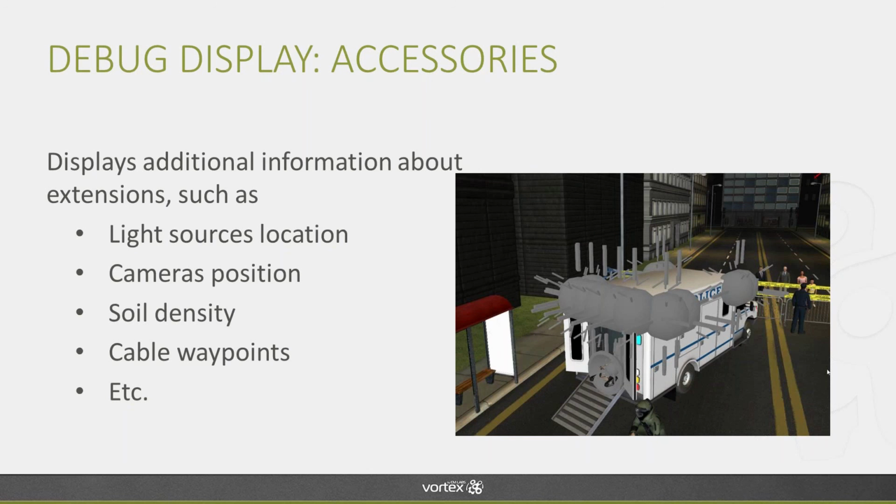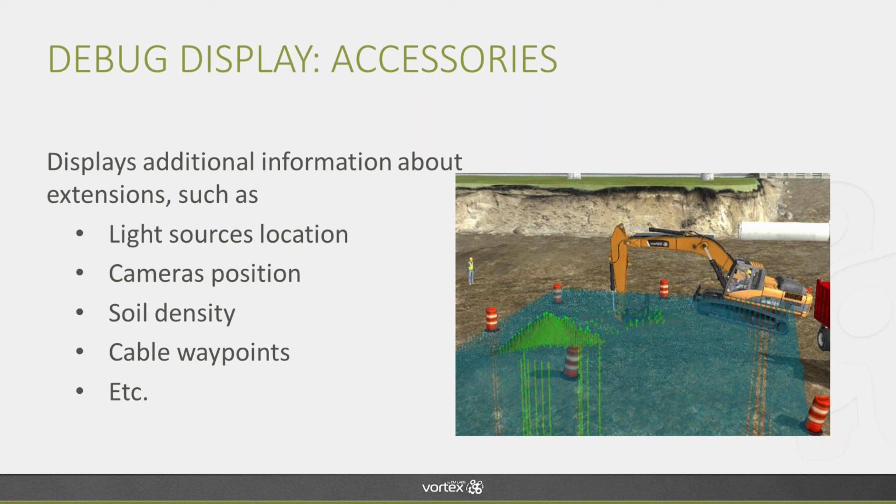All right, next up is accessories. Turning on the accessory display allows you to see additional information about extensions. Now, the information you're going to be seeing will vary based on the extension. You could see, for example, such as on the screenshot here, light sources, sound sources, but also camera positions, and these are things that aren't physically part of your simulation. They're basically there as extensions. But you can also turn it on for an earthwork zone to see the soil density. You could also see cable waypoints on your cable by turning it on in your cable system.